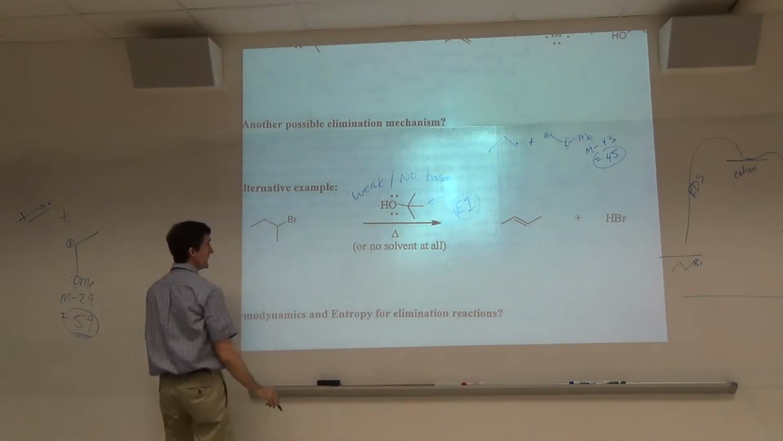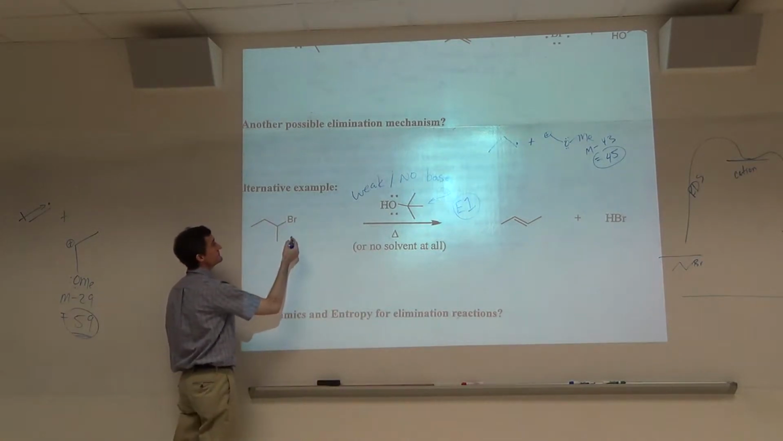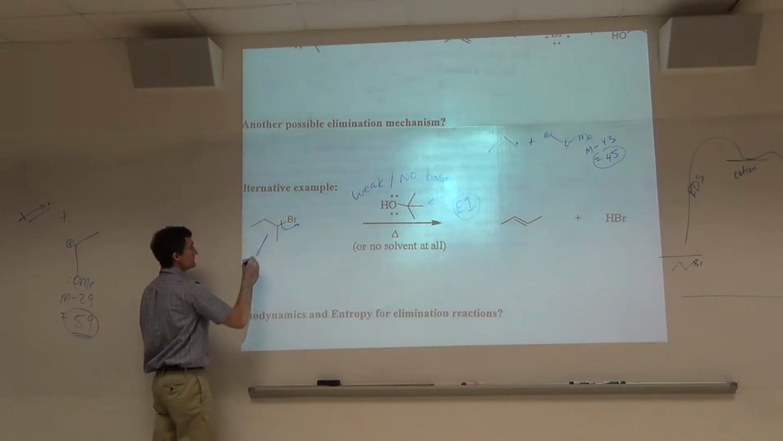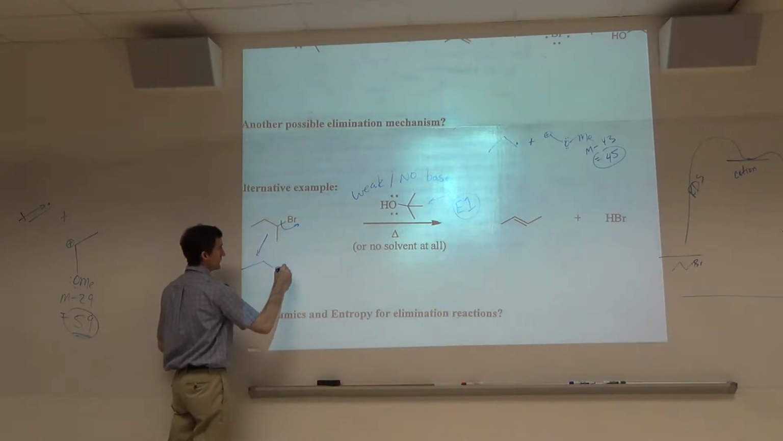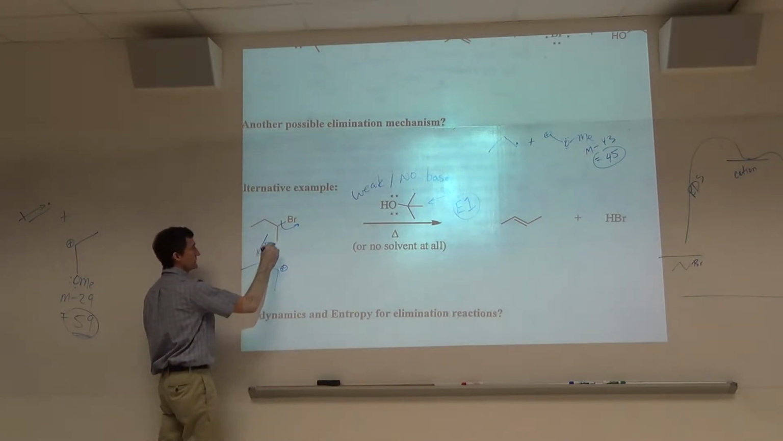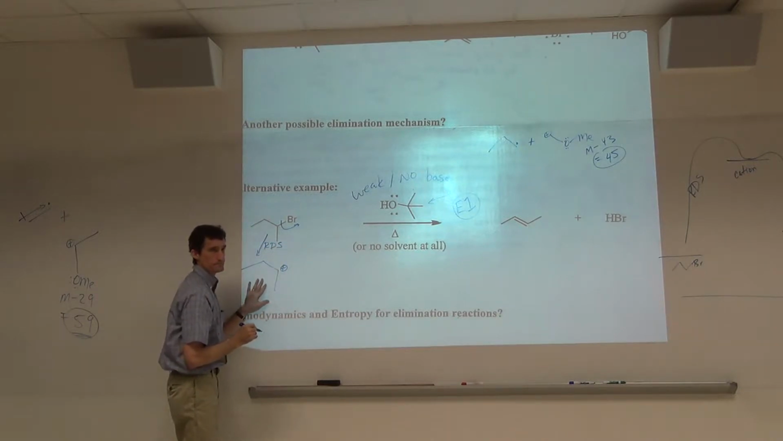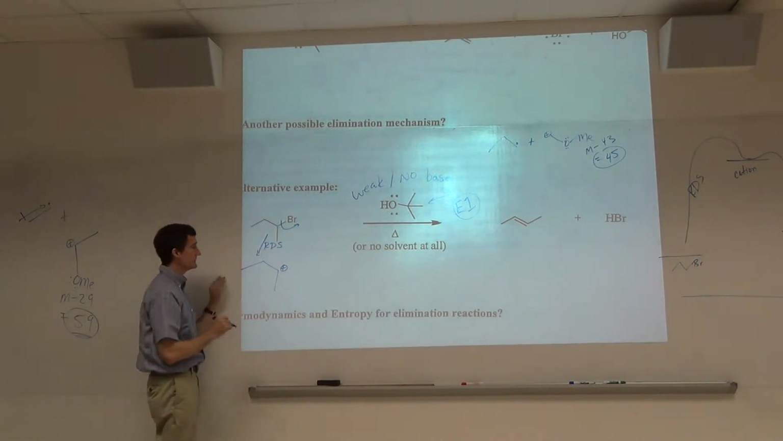Now that it's E1, let's do the mechanism. What's the first step? Leaving group leaves. We get the carbocation as a rate determining step. What's the next step in the E1? Beta elimination. How do you want to do that?